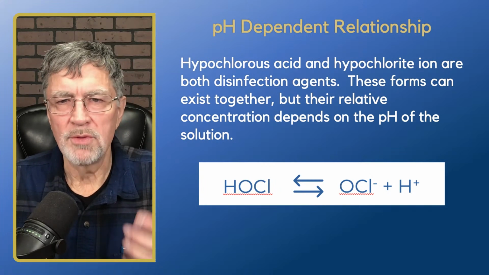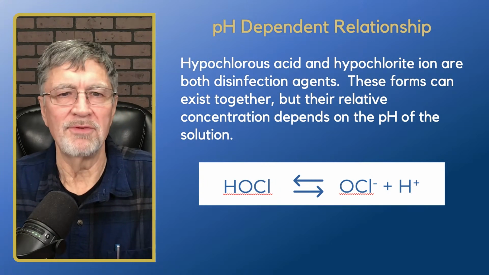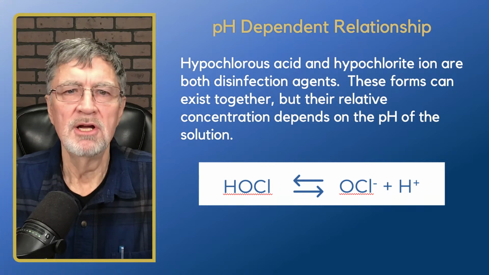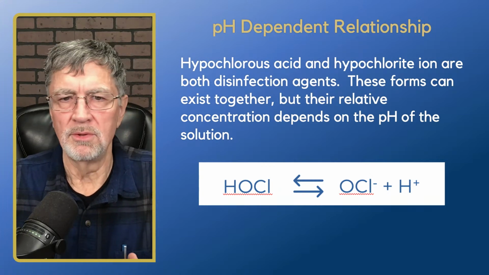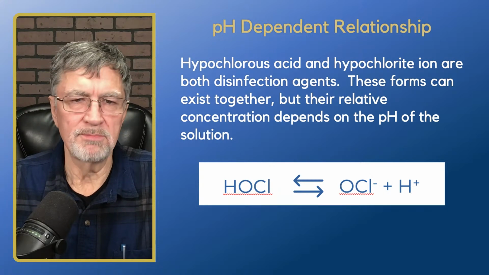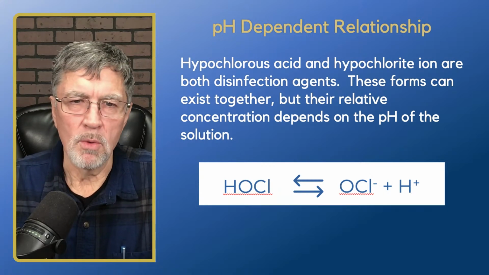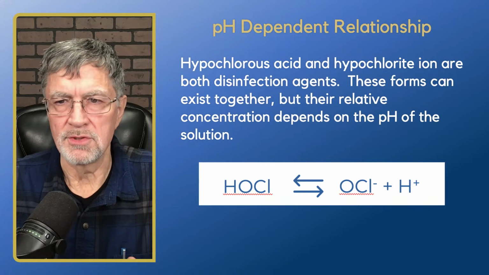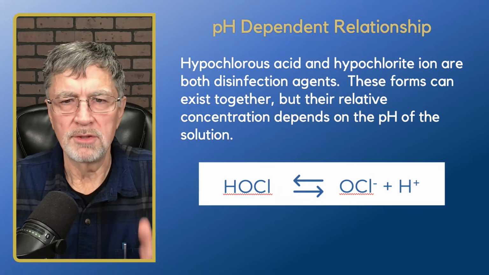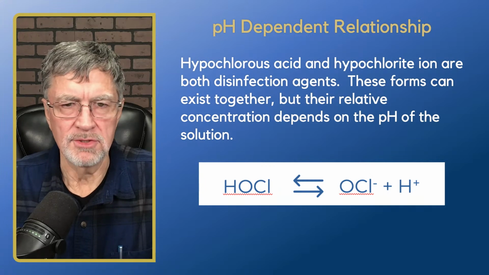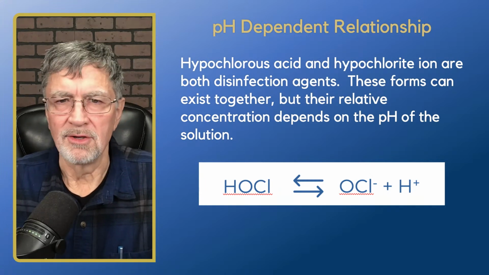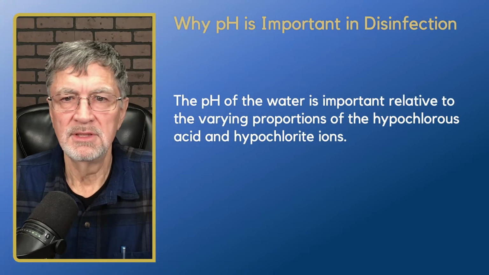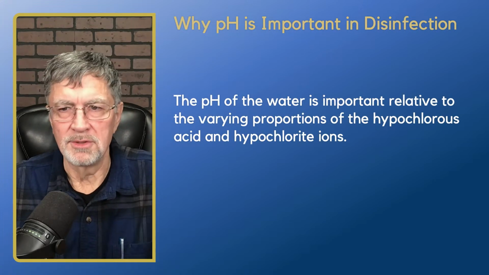Now, both hypochlorous acid and hypochlorite ion are disinfection agents, true, but hypochlorous acid is many, many times more effective than hypochlorite. So that's why we want to keep our water in the optimal range for producing the hypochlorous acid versus the hypochlorite ion. Their relative concentration is going to depend on the pH. Below 6, you're going to have almost all hypochlorous acid, and that's going to be your optimal range for disinfection.